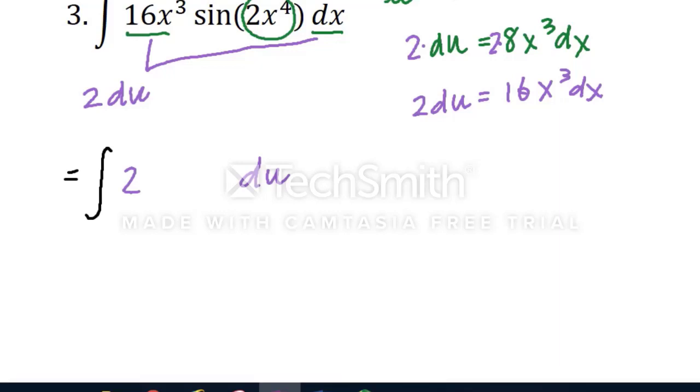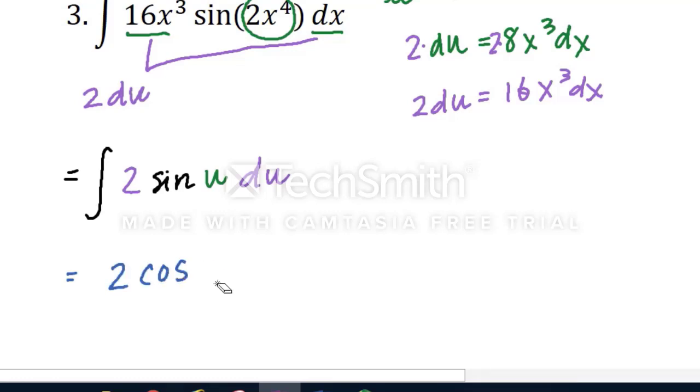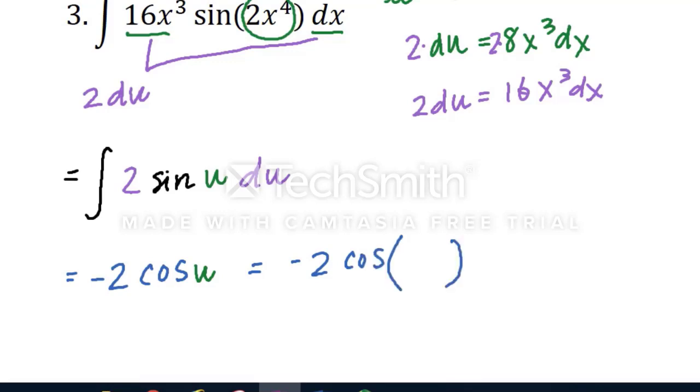The sine did not get messed with. You see how it's not our u? That's the function. So it's 2 sine of u du. An easier thing to find the antiderivative for, then it's easy from there. The antiderivative of sine is negative cosine. U is the argument, and then return it to x. So negative 2 cosine of 2x to the 4th plus c. Make sense? Okay, that's a very basic u substitution.